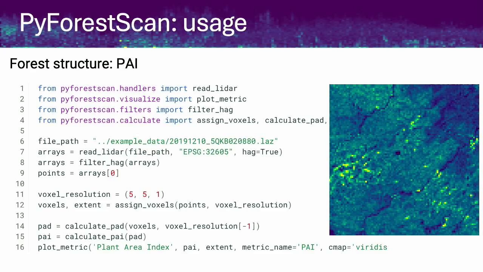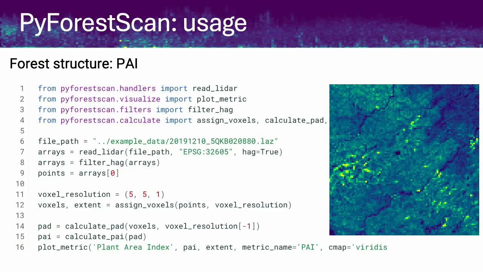There are some visualize functions like the plot metric function, where you can plot whichever metric you're calculating. There are some filters which leverage the PDAL filters, so you can filter height above ground or ground points or whatever. And then the calculate functions, the function to assign the points into those voxels to calculate plant area density, and it's hidden behind the screenshot of plant area index, but the calculate PAI function.